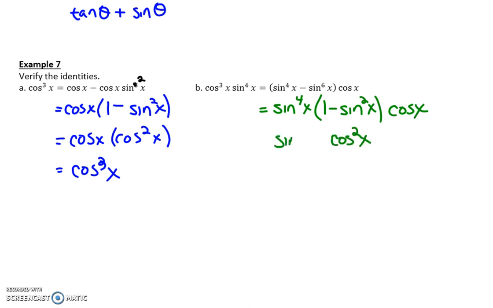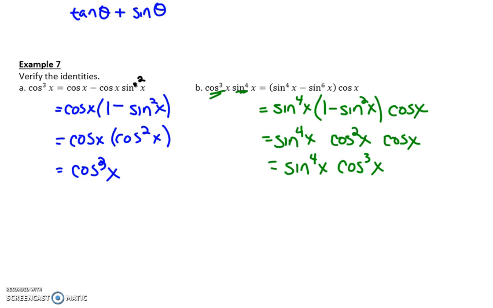Way to go. And then we have sine to the 4th of x, which is what we're trying to get anyway, so that's good. And we got cosine of x, and we got 3 of those, so we're going to end up with sine to the 4th of x times cosine to the 3rd of x, and that is what we were looking for. So, yay.